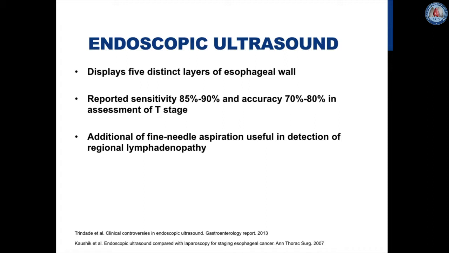In the assessment of T-stage, EUS has reported sensitivities of 85 to 90% and accuracies of 70 to 80%. Moreover, the addition of fine needle aspiration has proved useful in the detection of regional lymphadenopathy.